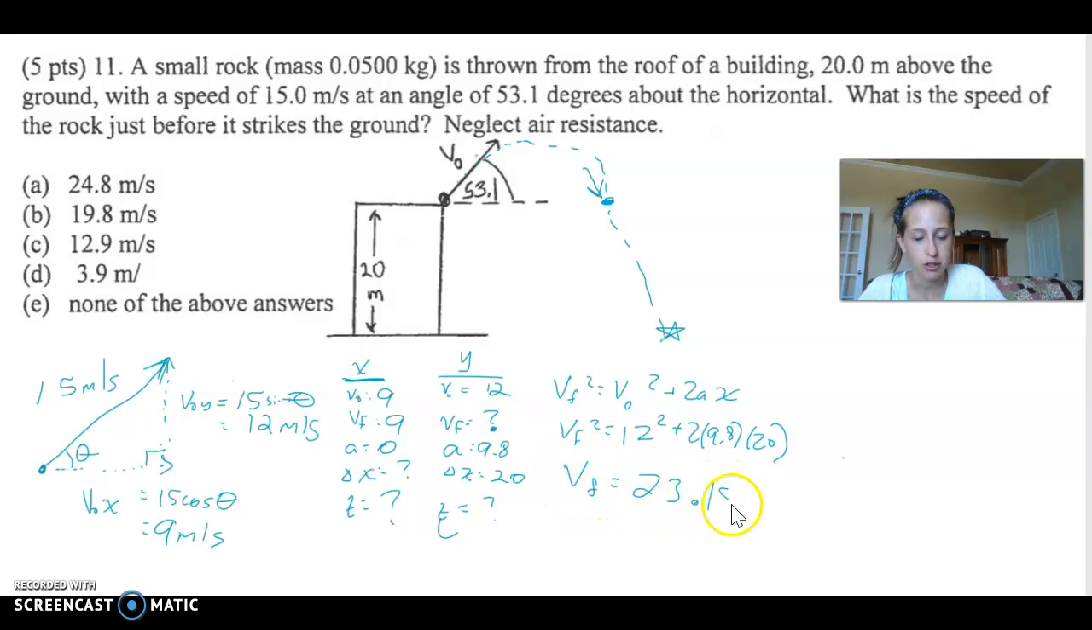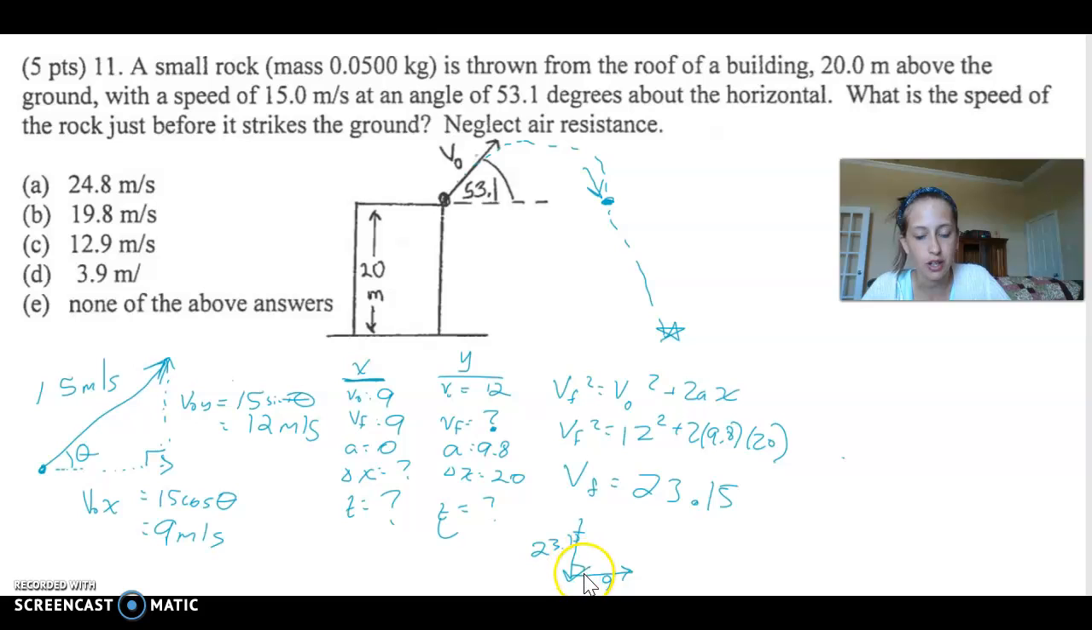And I messed up. I was like, 23.15 isn't an answer. The answer key is wrong. No. So that's the final velocity in the x direction. Or sorry, the y direction. That's 23.15. In our x direction, we never slow down. So that is still 9.